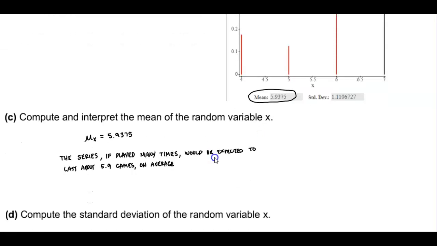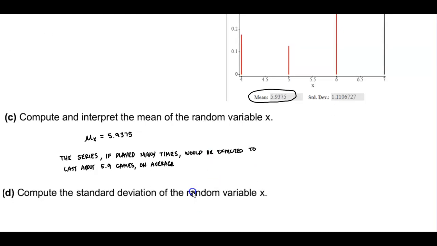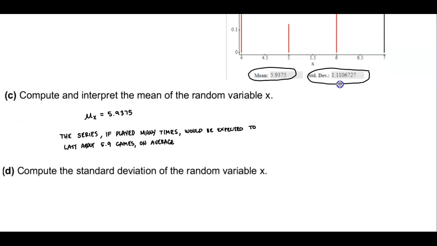And now we want to compute the standard deviation of the random variable X. Well, again, we can see that it's given here. So we're going to round it to the tenths place. So we can say that the standard deviation is going to be 1.1.